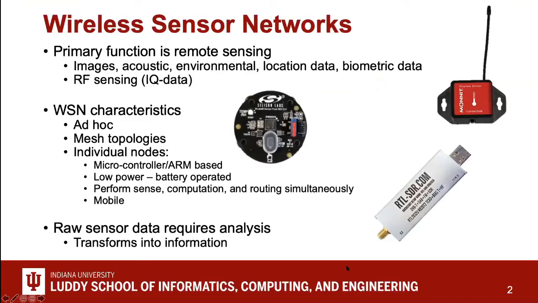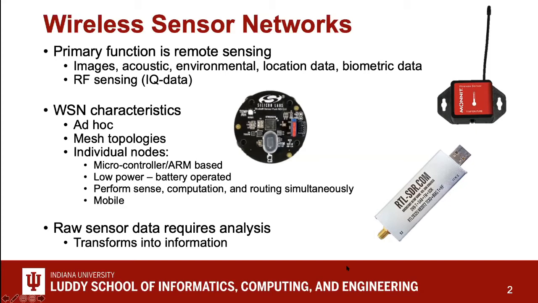So just a quick primer, to make sure we're all on the same page with wireless sensor networks. Wireless sensor networks, WSNs, their primary function is remote sensing. They typically gather images, acoustic information, environmental data, RF data. They're typically ad hoc, meaning that there's no fixed infrastructure. They usually form mesh topologies, meaning that data flows through the various nodes to get to the final destination. And the other feature is individual nodes tend to be very small, battery operated, low power, with small compute capacity, say like an ARM core at the most, or typically a microcontroller.